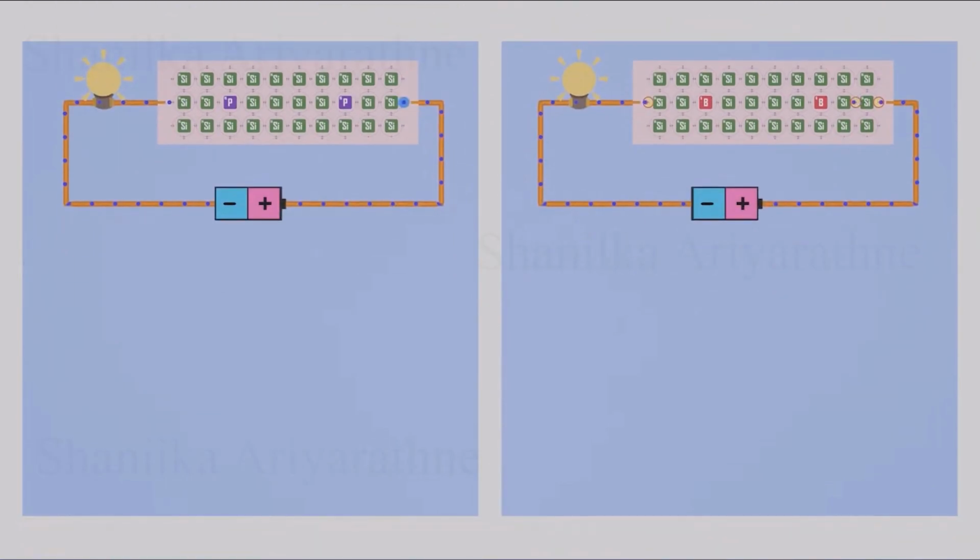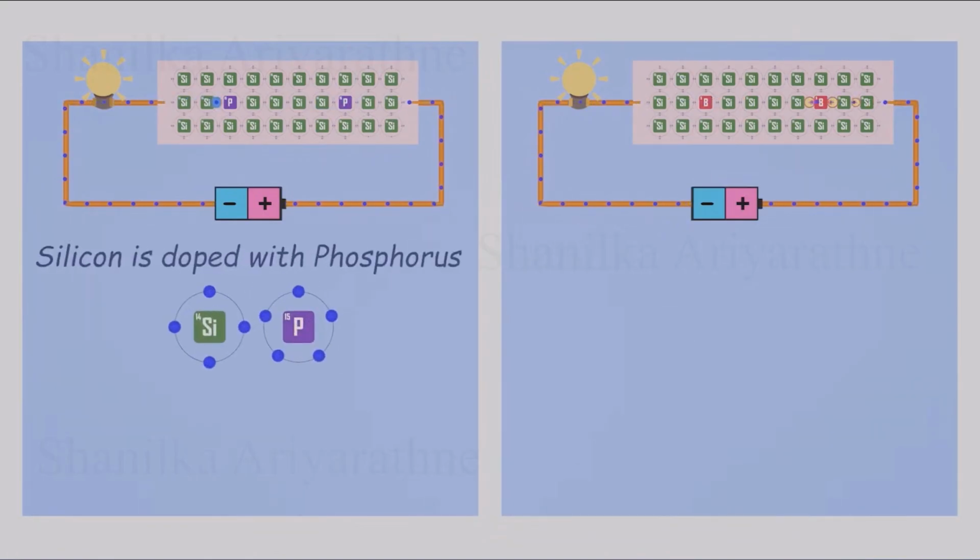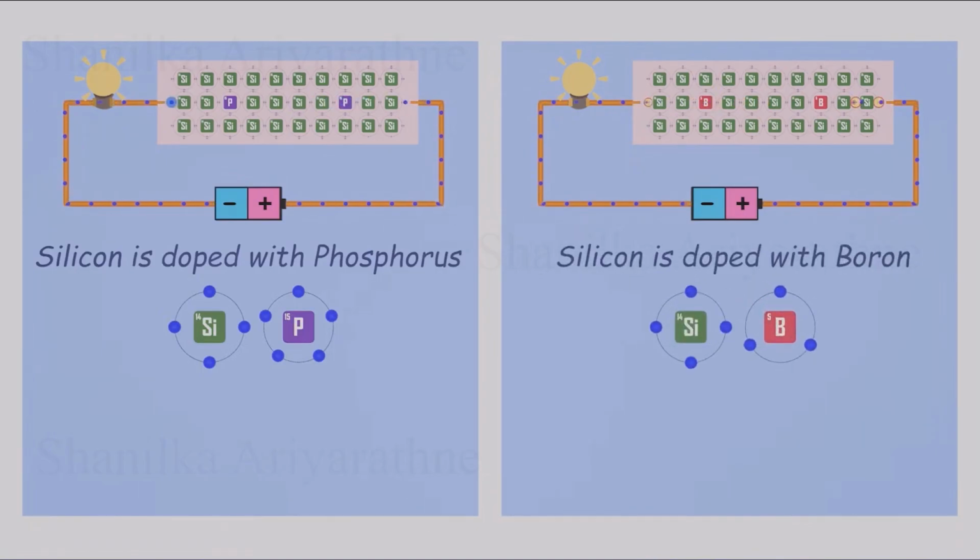Now pay close attention to these two extrinsic semiconductor materials. In one case, silicon is doped with phosphorus. In the other, silicon is doped with boron. Even though both materials conduct electricity, they do so in very different ways.